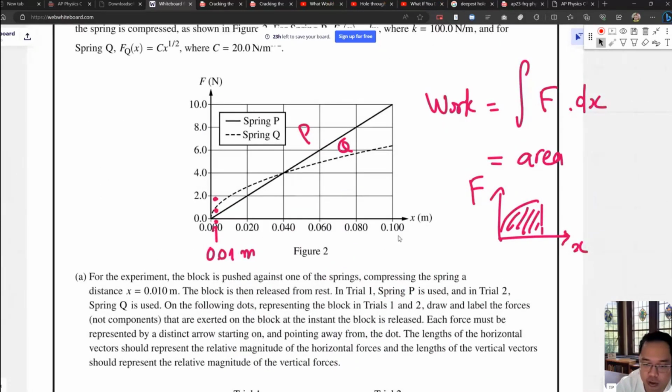Compression, okay. The horizontal values on this graph are the compressions, meaning at different compressions of the springs P and Q, we have different amounts of work done by the expansion, by the elastic force of the springs. And therefore, the compression value is where the two areas are the same. We need to determine the position where the area is the same. I think it is here.